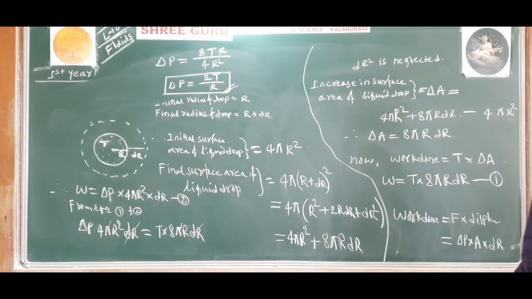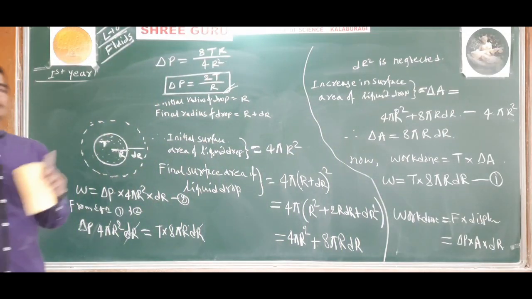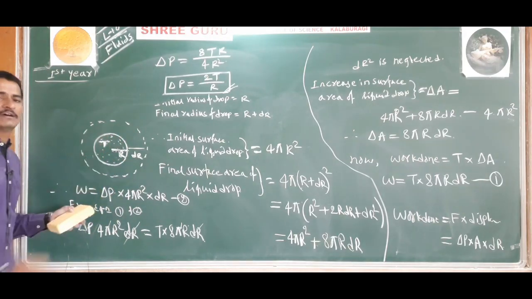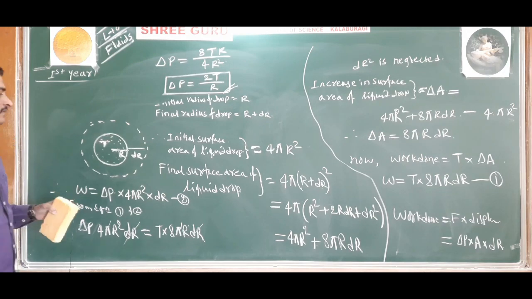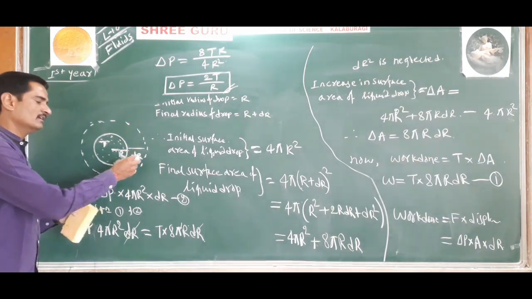The homework is the excess of pressure for a soap bubble. I will not do this one. In the same way, consider a soap bubble of radius R having the surface tension of the soap film as T, and then the soap bubble is increased by a radius.